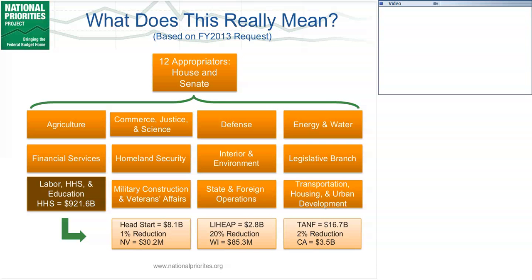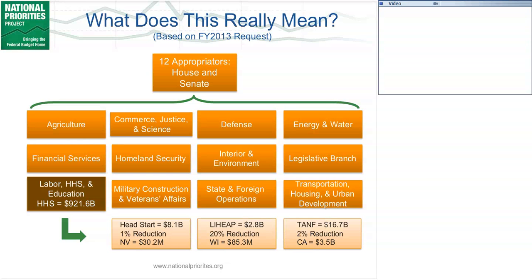For instance, in education, Head Start is looking at about an $8 billion request. This is roughly 1% below where it is now, and it remains to be seen whether the House and Senate will agree to that number, raise it, or lower it. Likewise, the Low-Income Heating Assistance Program, otherwise known as LIHEAP, is projected to get $2.8 billion in fiscal year 2013.